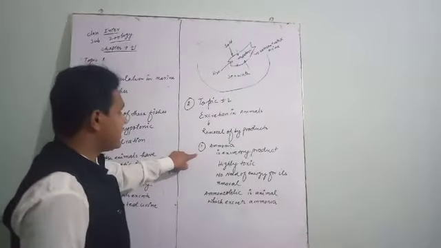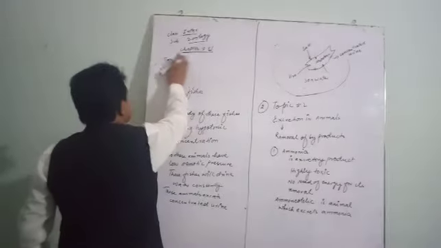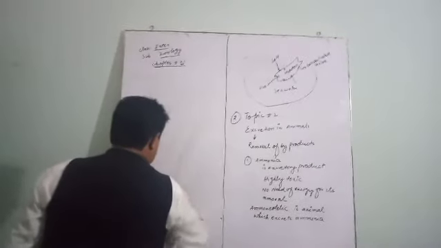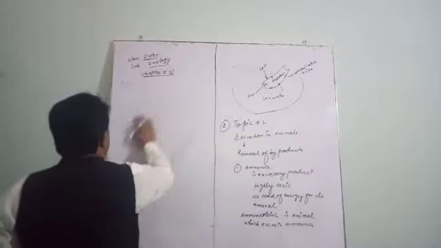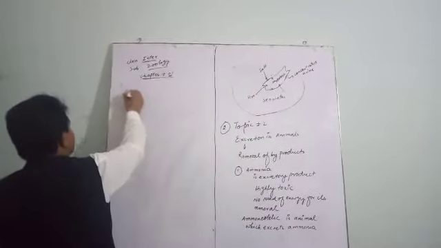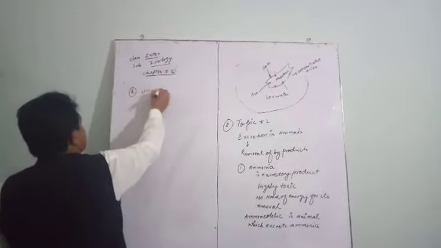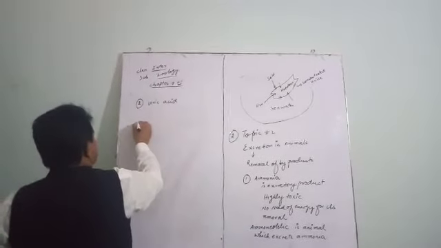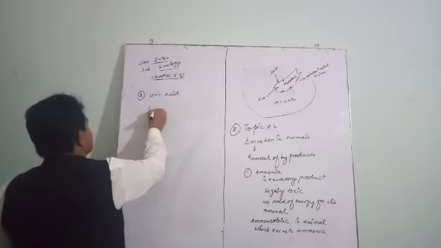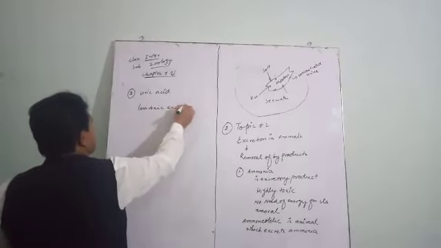Then we have the second excretory product, called uric acid. Uric acid is also a less toxic excretory product.